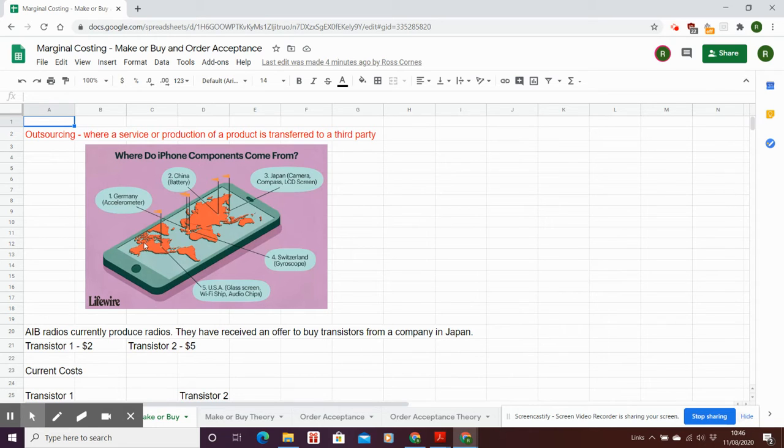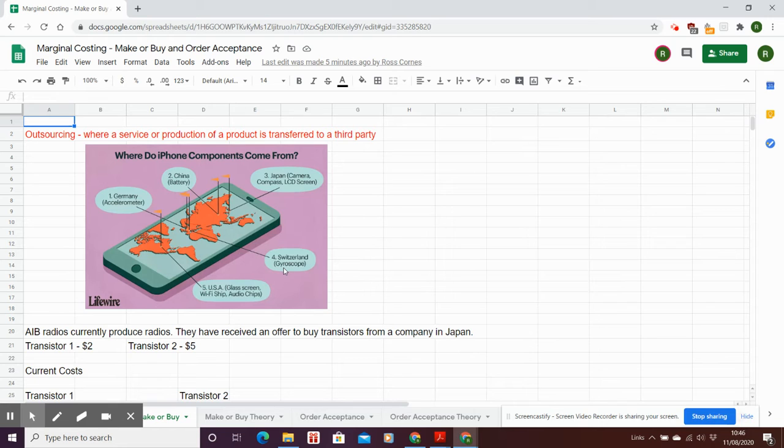So for example, here, if we're looking at the iPhone, well, the glass screens, the Wi-Fi chip, and the audio chips do all come from the USA. So some of those may be made by Apple themselves. However, the accelerometer, whatever that is, that comes from Germany. That'll be outsourced completely. Apple will outsource the manufacture of the battery to China. The camera, compass, and the LCD screen, they are outsourced and purchased in Japan, and the gyroscope in Switzerland.